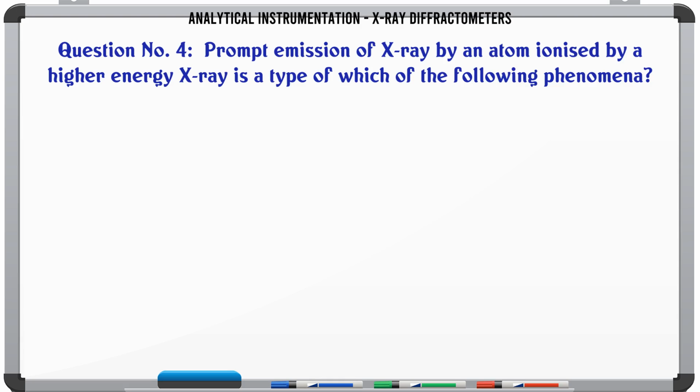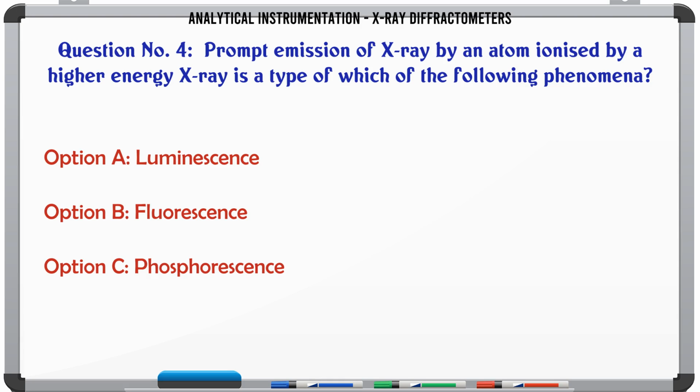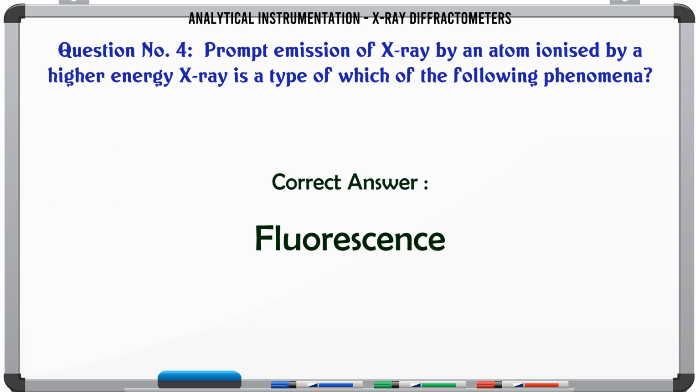Prompt emission of X-ray by an atom ionized by a higher energy X-ray is a type of which of the following phenomena? A. Luminescence. B. Fluorescence. C. Phosphorescence. D. Spontaneous emission. The correct answer is fluorescence.